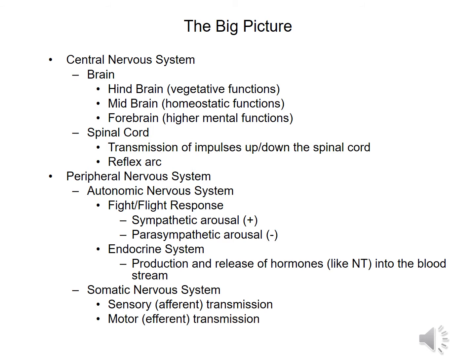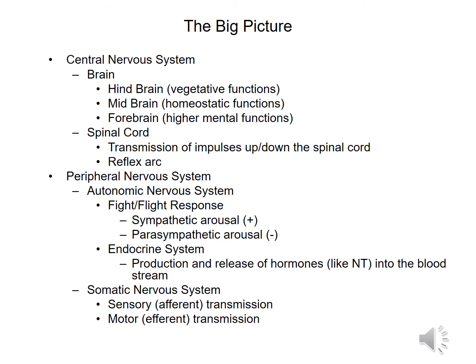The midbrain, which is in the center of the brain, is involved in all the homeostatic functions, like temperature regulation, appetite and thirst, and sex drive. And the most advanced mammalian part of the brain, called the forebrain, is involved in all the higher mental functions like problem solving, language, etc. The spinal cord, of course, is the second part of the central nervous system, which is involved in the transmission of impulses to and from the brain, and the reflex arc.